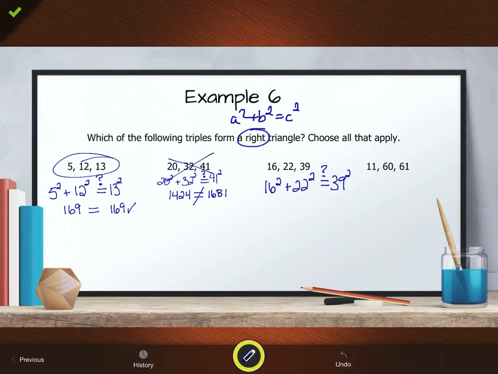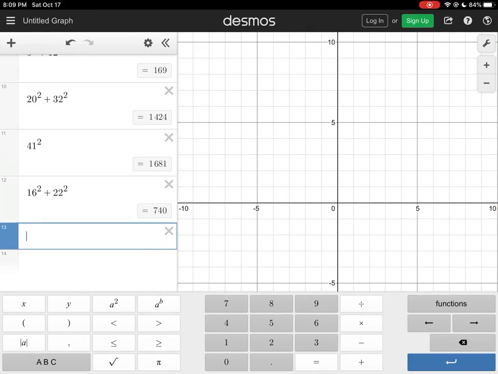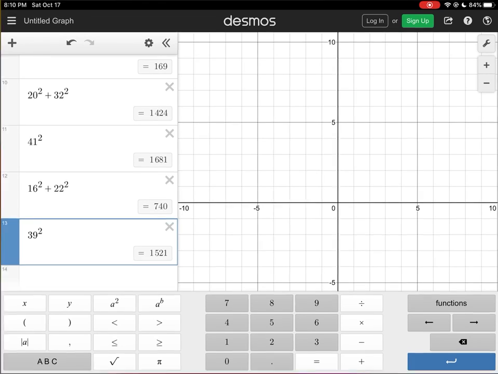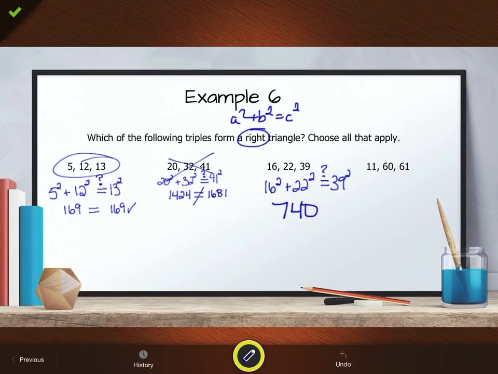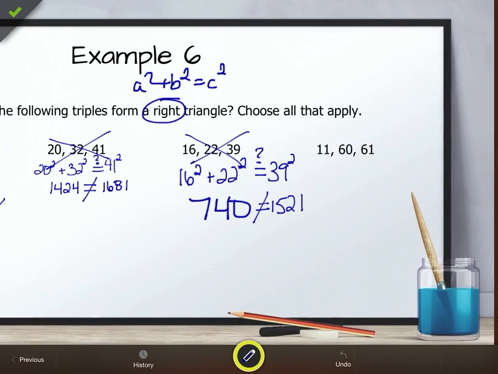So 16 squared plus 22 squared, 740. I'm going to guess, and I could be wrong, that it doesn't equal it, but let's see. Oh, not even close, right? 1521. Yeah, I knew 39 squared was a pretty good size number. Are these two numbers equal? No. Would this make a right triangle? No. Would it make a triangle? Maybe, but they didn't ask me that, so I don't care.